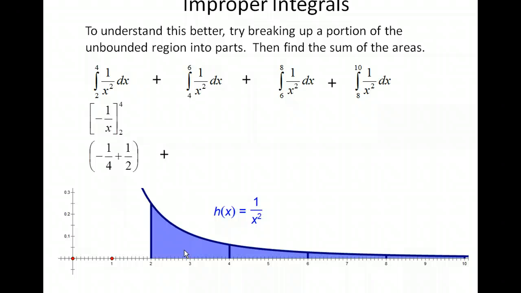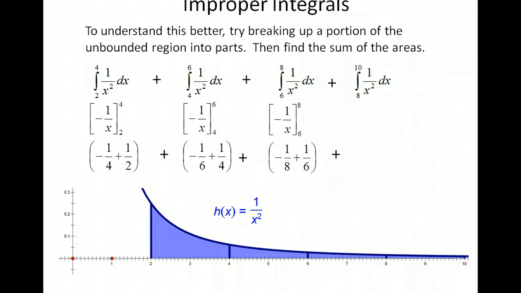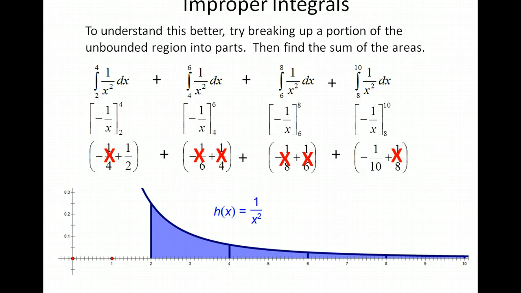And we're going to do the same thing for the region from 4 to 6, and again from 6 to 8, and again from 8 to 10. Then we would add together all these little areas. What you should notice is that if we added them all together, some things would cancel out. For instance, at the beginning we had negative 1/4. In the second integral we had plus 1/4, so those would cancel. Do you see what else is going to cancel out? The negative 1/6 and 1/6, the negative 1/8 and 1/8.